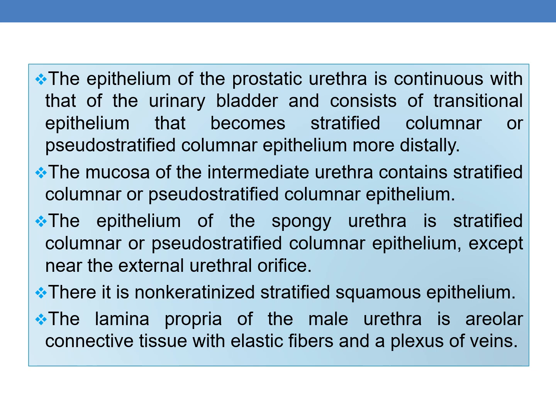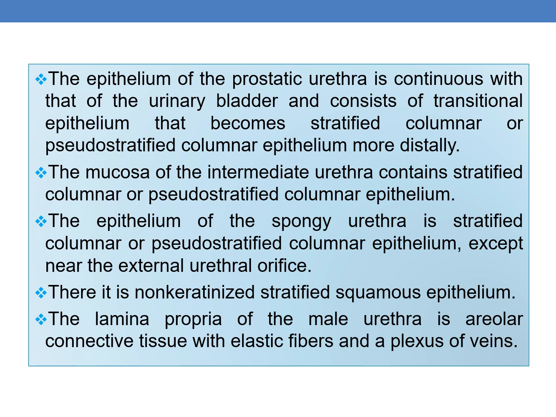The epithelium of the prostatic urethra is continuous with that of the urinary bladder and consists of transitional epithelium that becomes stratified columnar or pseudostratified columnar epithelium more distant. The mucosa of the intermediate urethra contains stratified columnar or pseudostratified columnar epithelium. And the epithelium of the spongy urethra is stratified columnar or pseudostratified columnar except near the external urethral orifice. There it is non-keratinized stratified squamous epithelium.